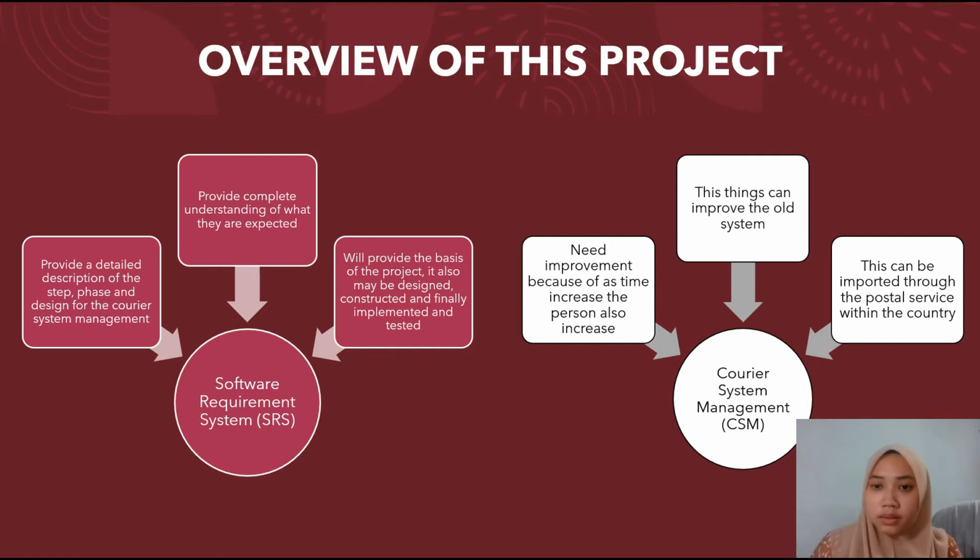The second one is the courier system management, CSM. Number 1 is that it needs improvement because as time increases, the number of people also increases. Number 2 is that these things can improve the old system. Number 3 is that this can be imported through the postal survey within the country.